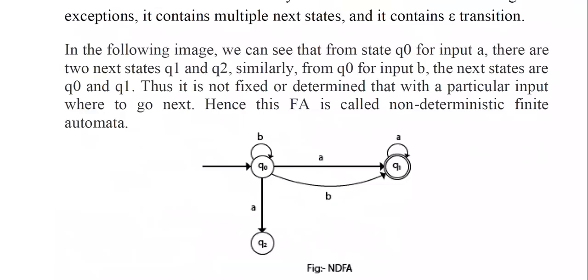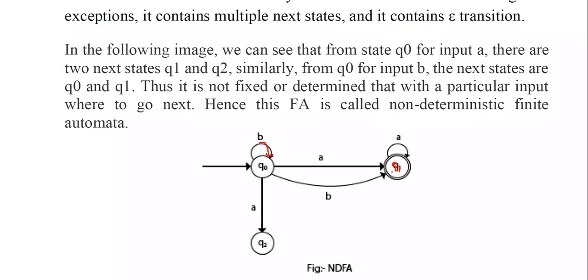Suppose if you see the following example, here Q0 is your initial state. On B from Q0, you go to Q0 only. If you take A on Q0, you are going to Q1. At the same time, A on Q0, you are going to Q2 also. Next, on taking B from Q0, you are going to Q1.